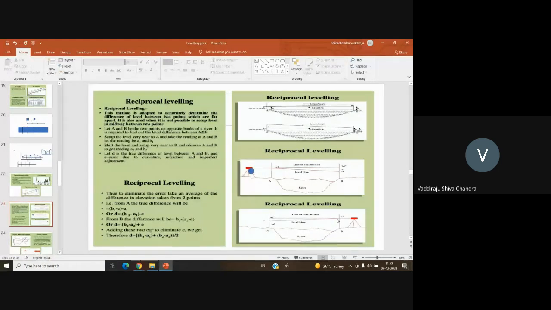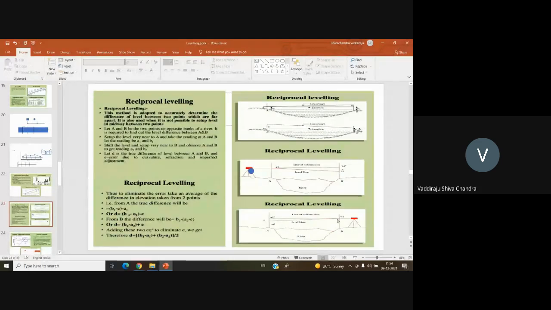And this is the reciprocal leveling. Reciprocal leveling is generally done when we don't have access to a continuous ground surface. This method is adopted to accurately determine the difference of level between 2 points which are far apart. It is also used when it is not possible to set up the level midway between the 2 points.